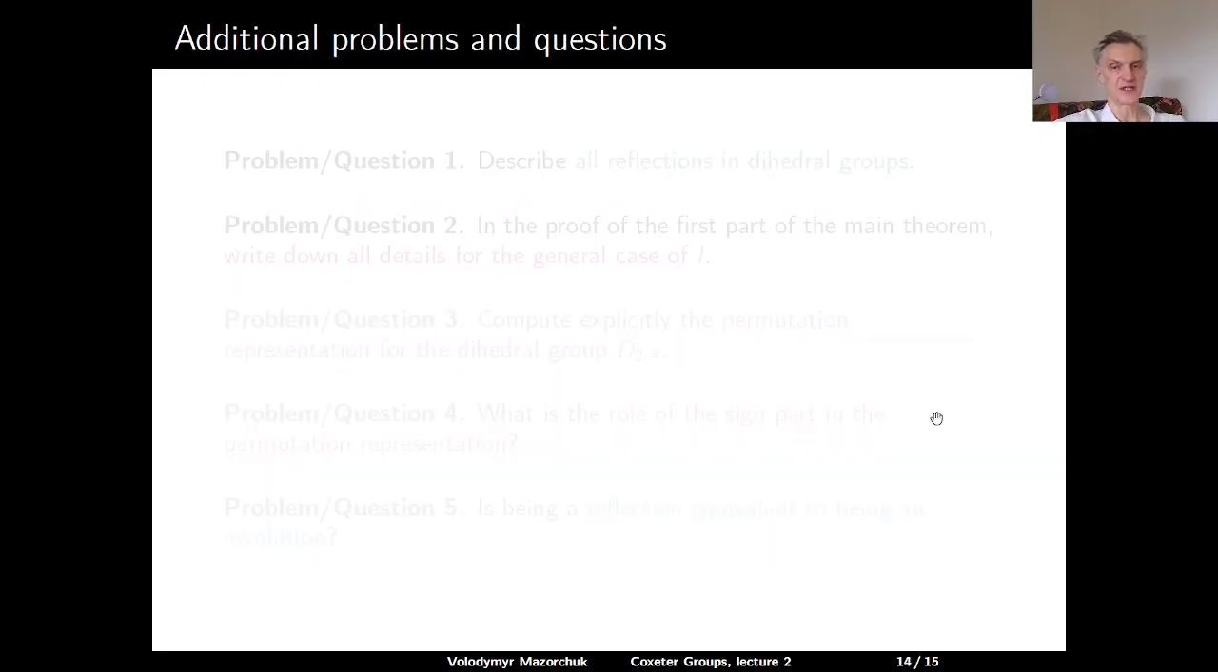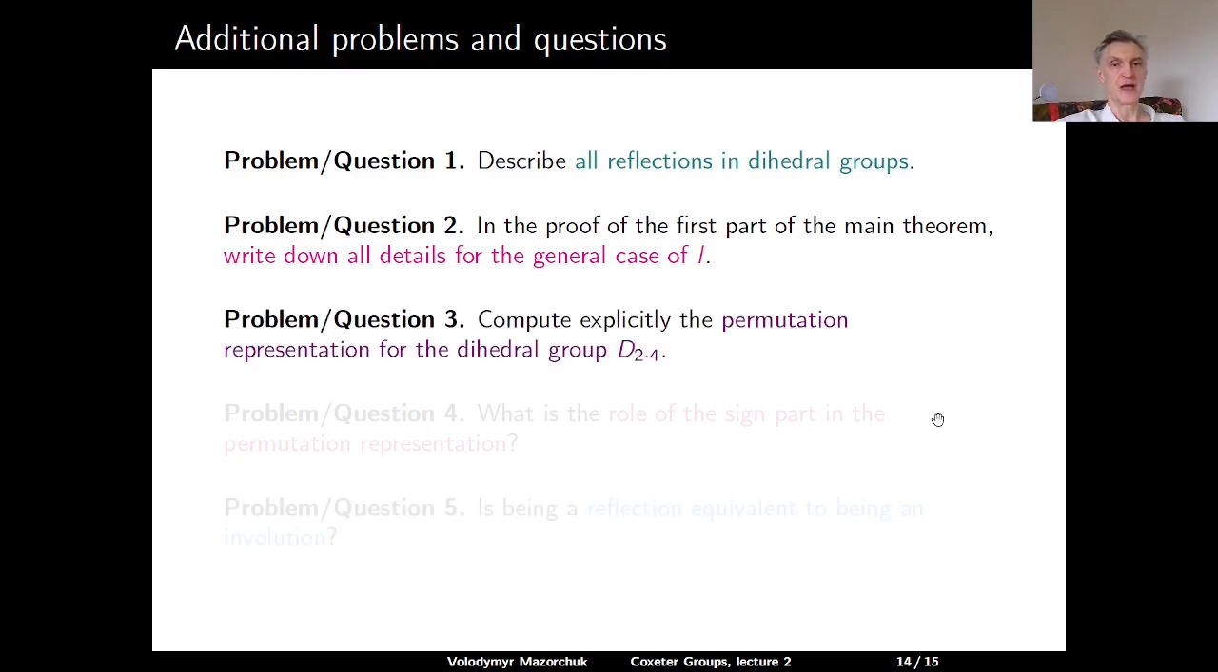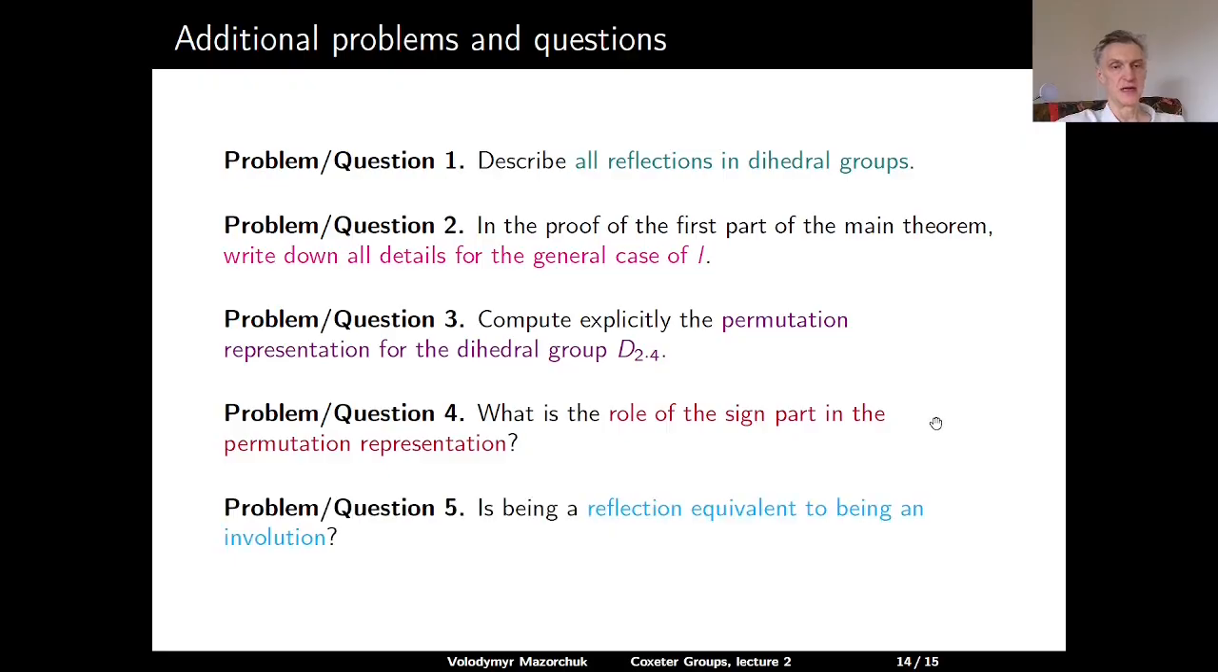Some additional problems and questions at the end. Question 1. Describe all reflections in dihedral groups. Question 2. In the proof of the first part of the main theorem, write down all details for the general case of l. Question 3. Compute explicitly the permutation representation for the dihedral group D2 times 4. Question 4. What is the role of the sign part in the permutation representation? And finally, question 5. Is being a reflection equivalent to being an involution for some Coxeter group?